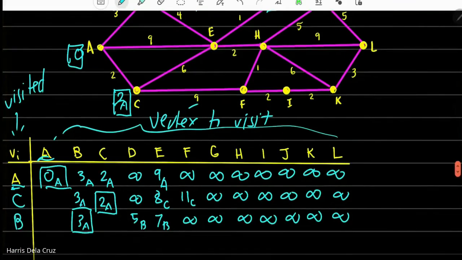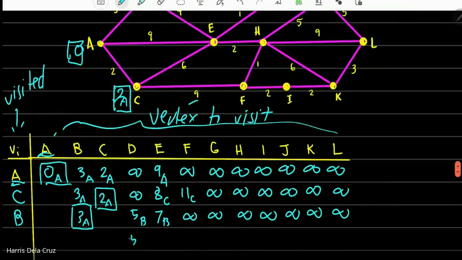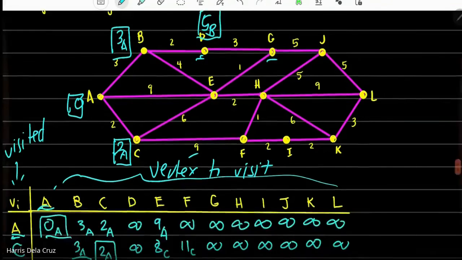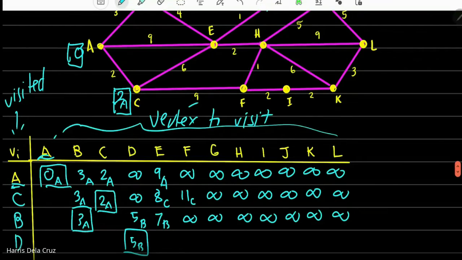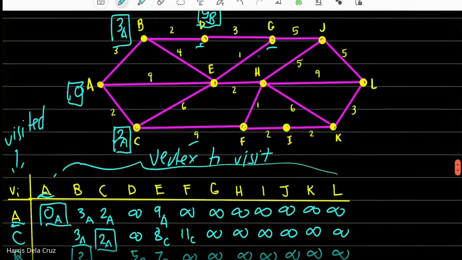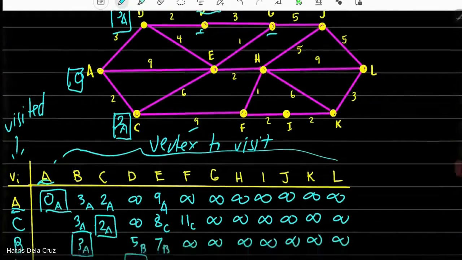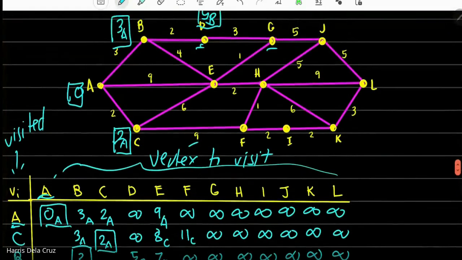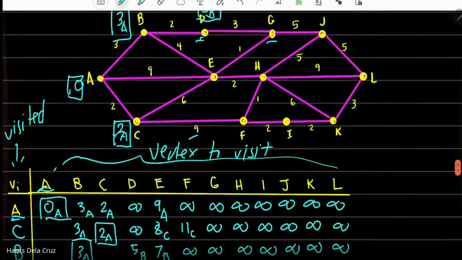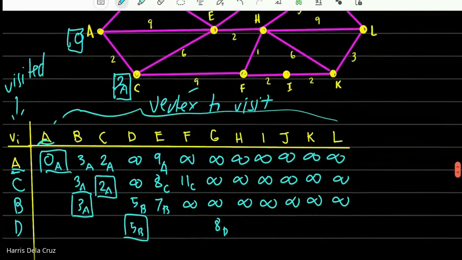Then, choose the smallest value. Ang smallest value ay 5B. So, 5B now is fixed. Let's mark this. 5B. Fixed na yan. So, this time, we'll start with D. From D, relabel again. So, ang pwede lang natin puntahan from D ay G. So, from D, pwede ako makarating kay G from 5 plus 3. So, this is 8 sub D. The rest are unreachable from D. Lahat ng mga unlabeled, unreachable from D.